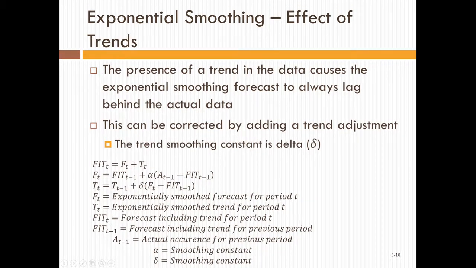T sub t is the exponentially smoothed trend for that time period. FIT sub t is the forecast including the trend for time period t, and FIT of t minus 1 is the forecast including trend for the previous period. The rest of that is still the same as what we had before. A sub t minus 1 is the actual occurrence for the previous period. Alpha is the smoothing constant, and delta is the smoothing constant for the trend.